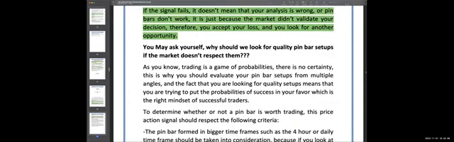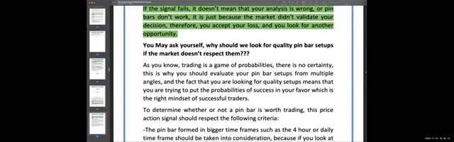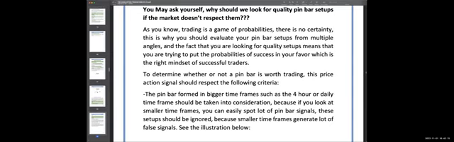You may ask yourself, why should we look for quality pin bar setups if the market doesn't respect them? As you know, trading is a game of probabilities. There is no certainty. This is why you should evaluate your pin bar setups from multiple angles. And the fact that you are looking for quality setups means that you are trying to put the probabilities of success in your favor, which is the right mindset of successful traders.